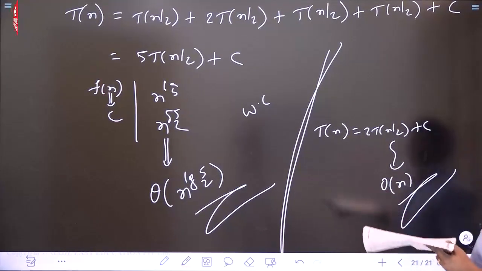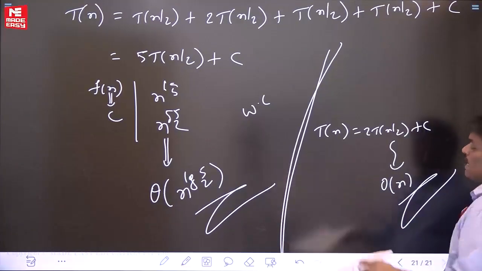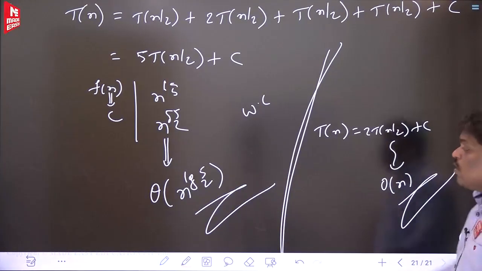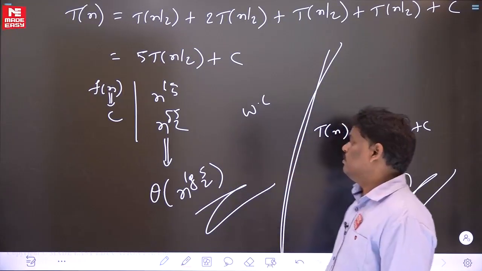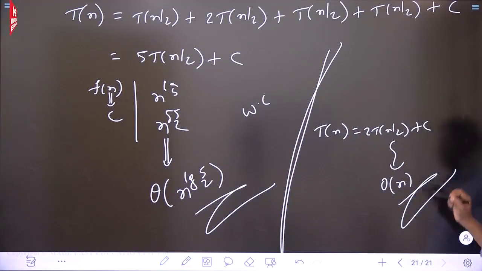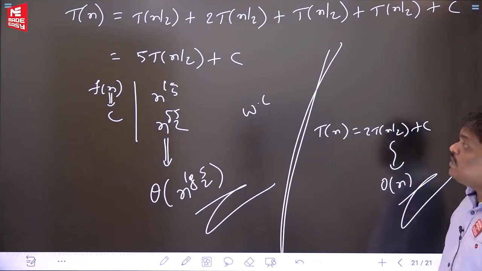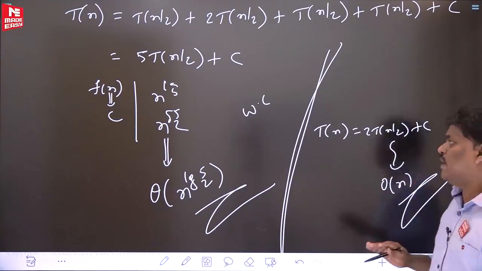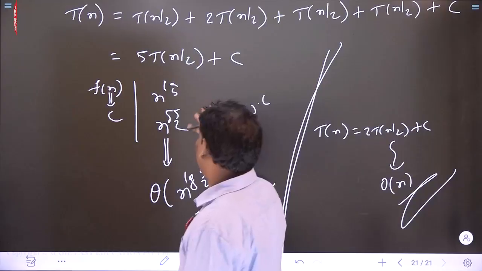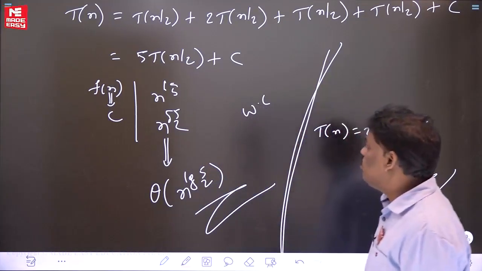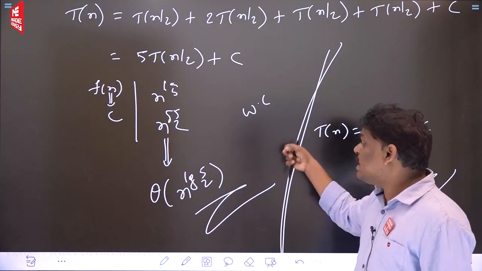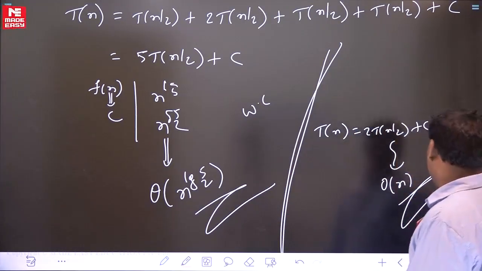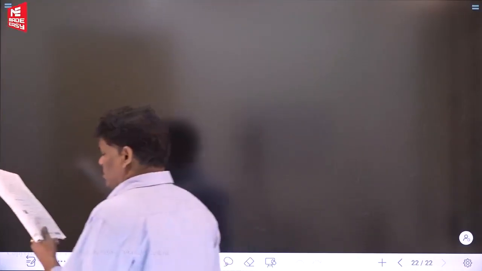If you want, you can verify. So worst case is n power log 5 base 2. Log 4 base 2 is n square, so log 5 base 2 is more than n square. Best case is going to be only order of n. Go that path where fewer function calls, best case will come. Go that path where more function calls, worst case will come. So the answer to this problem is, alpha value is log 5 base 2. If you want to know what log 5 base 2 is, just use the calculator. That is question number 38.